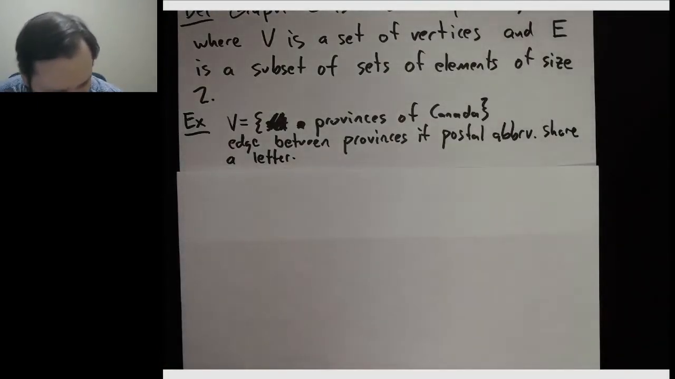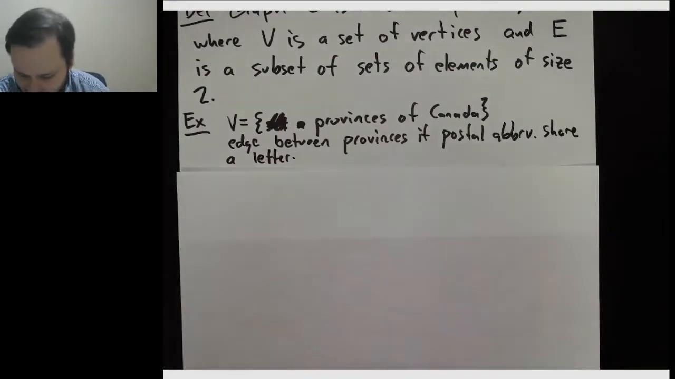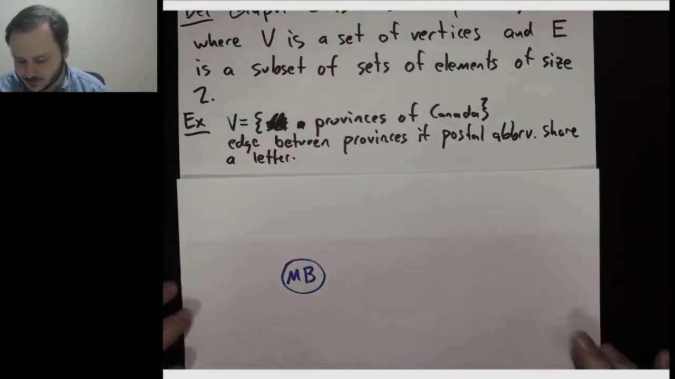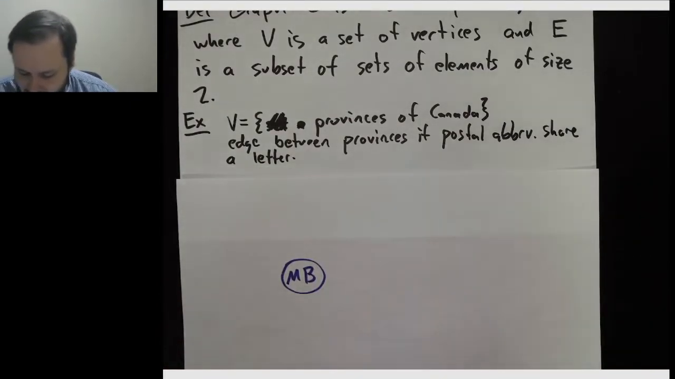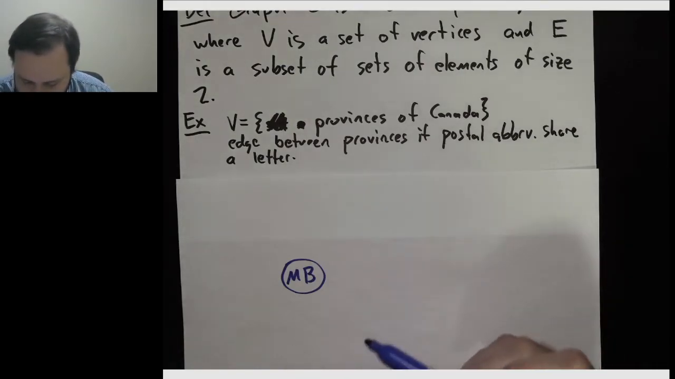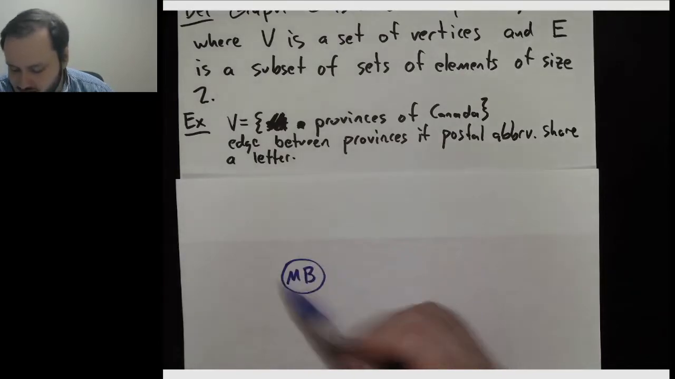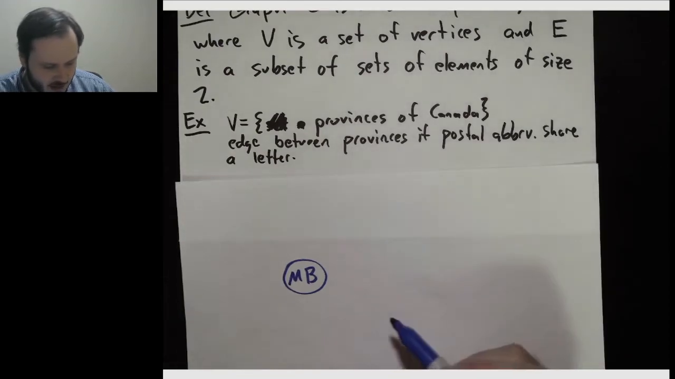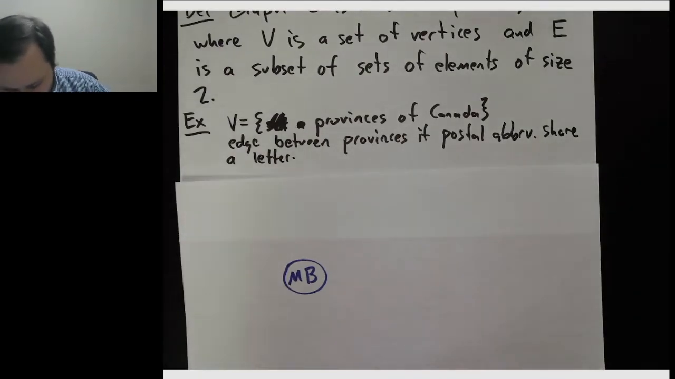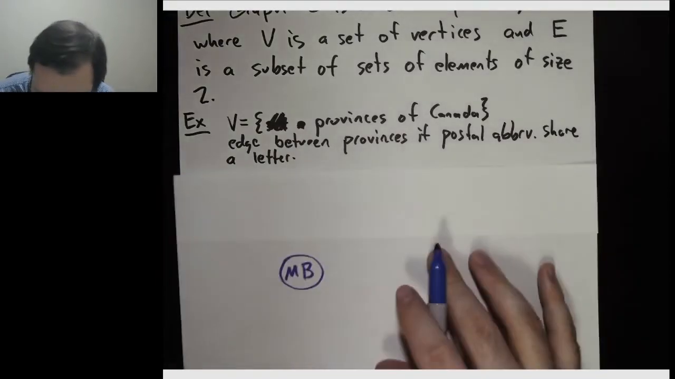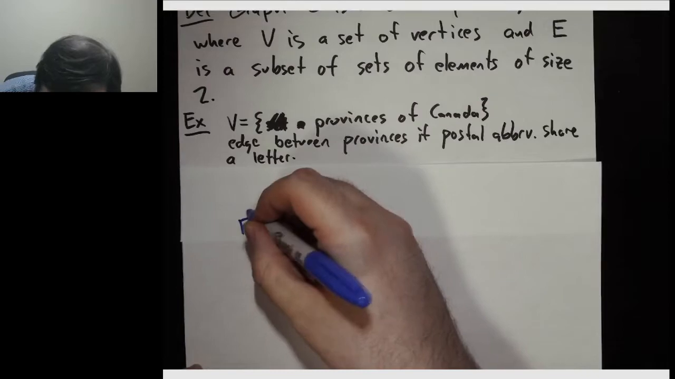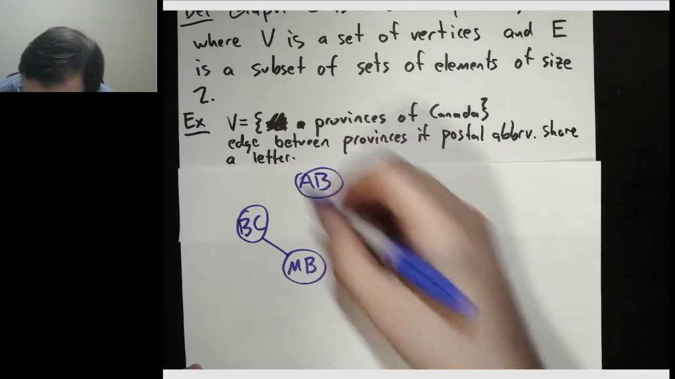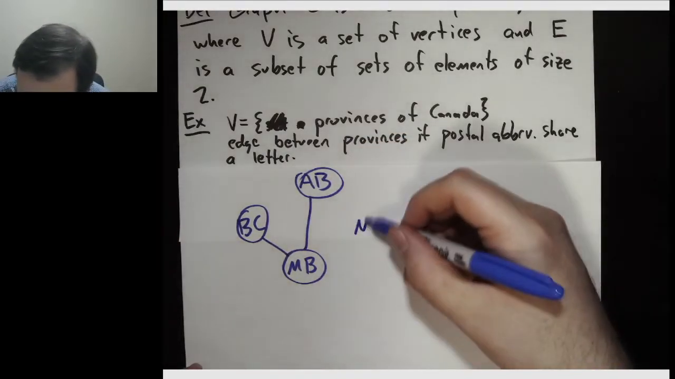Okay, so let's start with Manitoba. Draw that vertex first. So we have MB. That's a vertex. And now any province that has an M in it or a B in it is going to be adjacent to MB. There's an edge between Manitoba and any province that has a B in it, or an M. So there actually are no other provinces with M in their postal code, but there are some with B. So British Columbia is BC. Another one there. And Alberta is AB. And New Brunswick is NB.